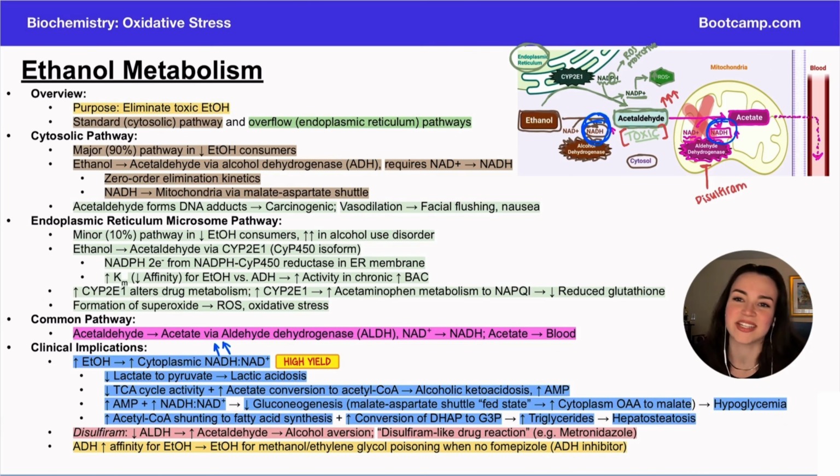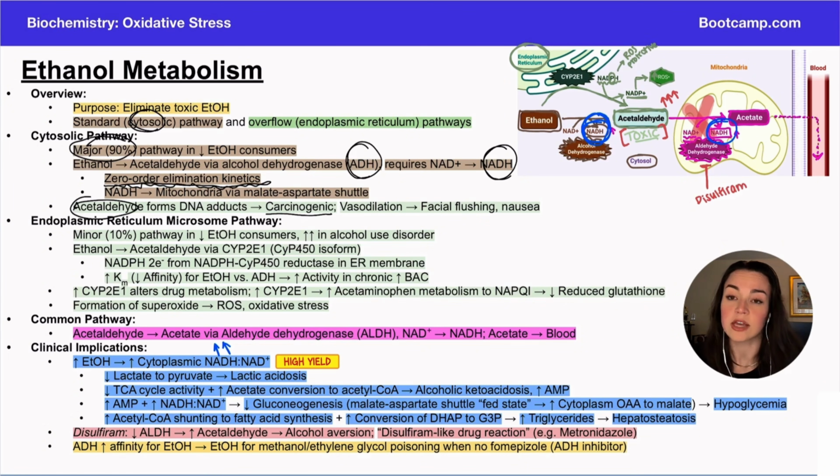Let's sum everything up. Ethanol, as much as you might love it, it is toxic. We need to metabolize it. There are two pathways to metabolize it. The first one happens in the cytosol. That's sort of the major pathway that you're going to encounter in people who are ethanol naive or moderate ethanol consumers. That uses an enzyme called alcohol dehydrogenase, which will create NADH in the process. And that step happens via zero-order elimination kinetics. This step forms acetaldehyde, which is carcinogenic and also has vasodilatory effects, which can be pretty negative.